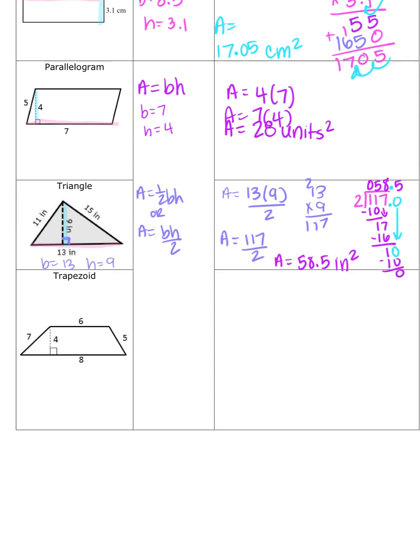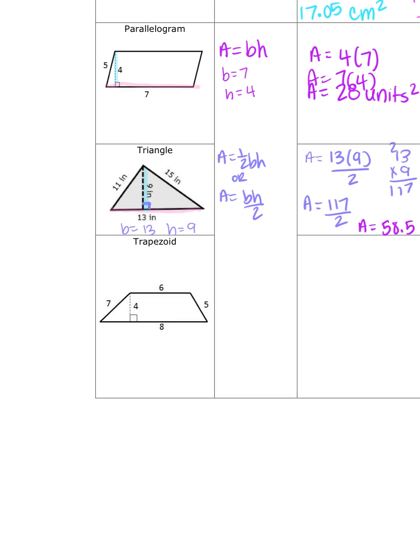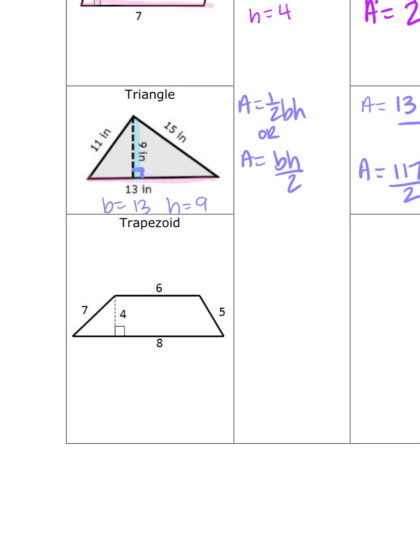Now let's look at this next one. This is a trapezoid. Please look at your reference chart and take a moment, and I want you to write down the formula for a trapezoid. So you could have written area equals 1/2 times base 1 plus base 2 times the height. Or we've talked about in class, area equals base 1 plus base 2 times the height divided by 2.